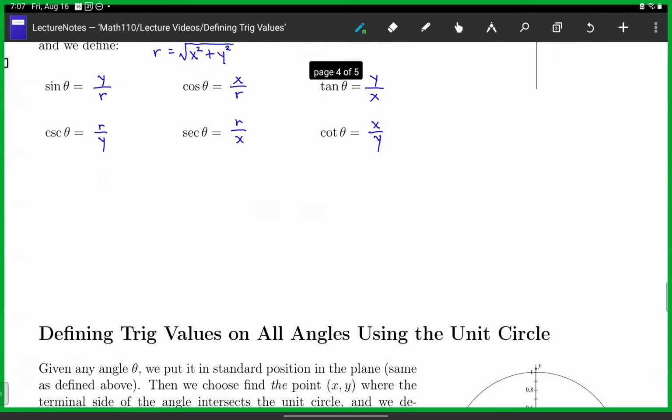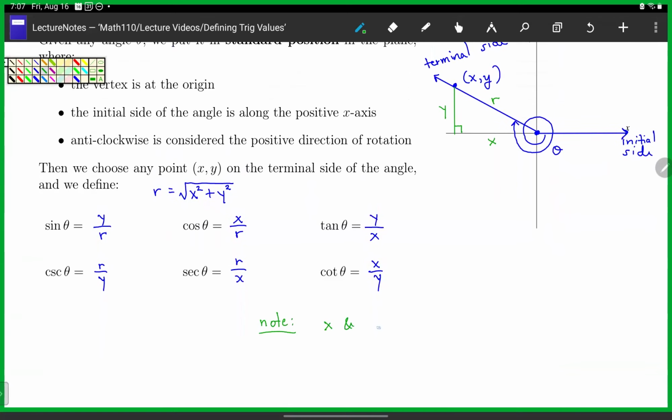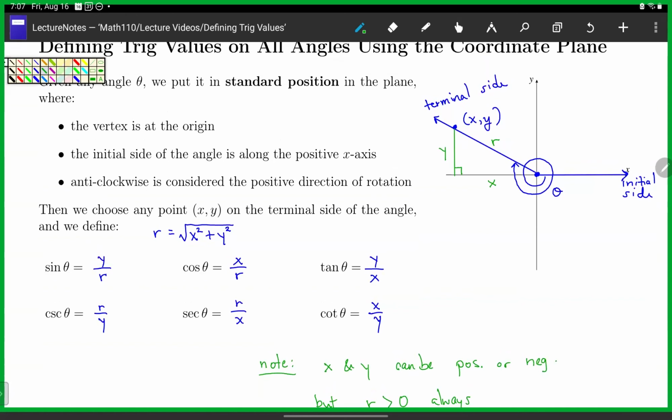What else did I want to say here? I wanted to say, note that x and y can be positive or negative, but r is always positive. So in this particular case, the angle that I drew has a positive y value, a positive r value, and a negative x value. So sine is going to be a positive value, cosine is going to be a negative value, tangent is going to be a negative value.